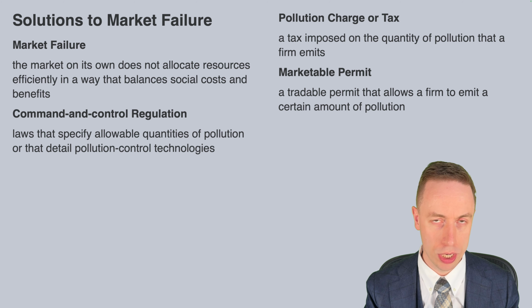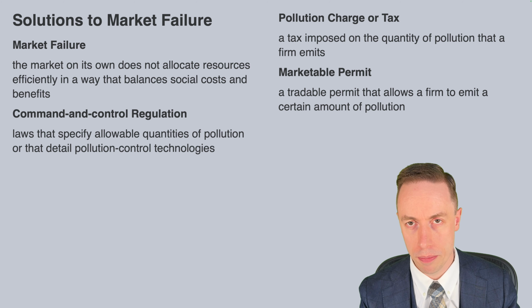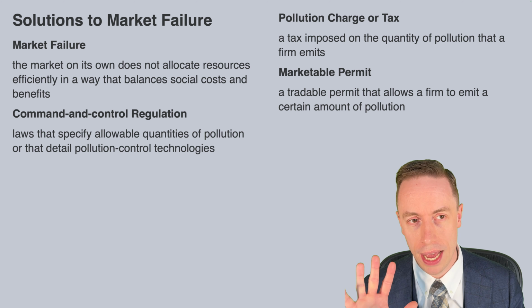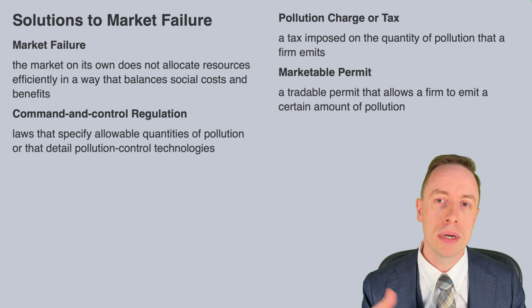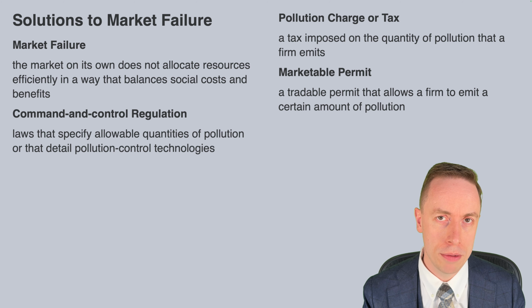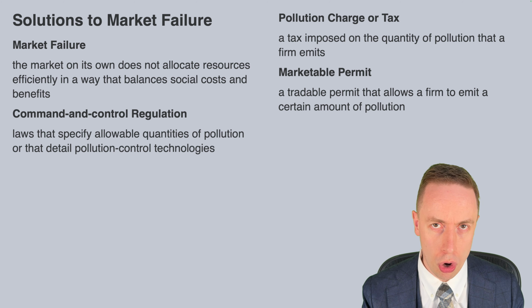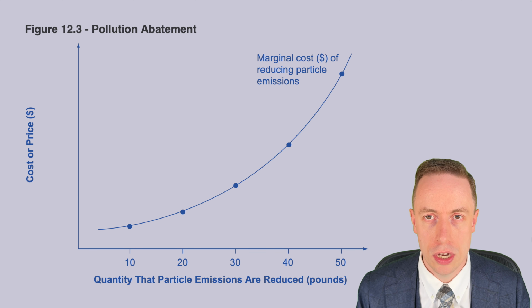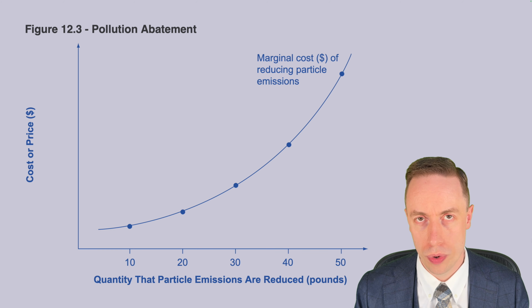And then the really interesting bit, the marketable part: once the permits are issued, firms can actually buy and sell those to each other, which just has a fascinating outcome. But let me take you through these three in order, because I think that'll make it most obvious what the trade-offs are. So let's start with our command and control regulation.